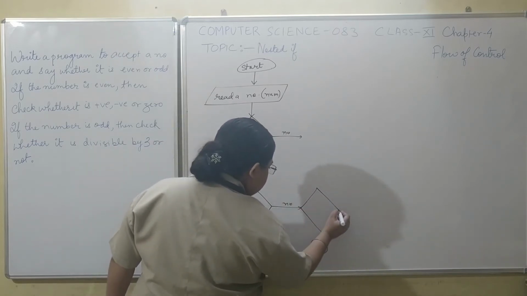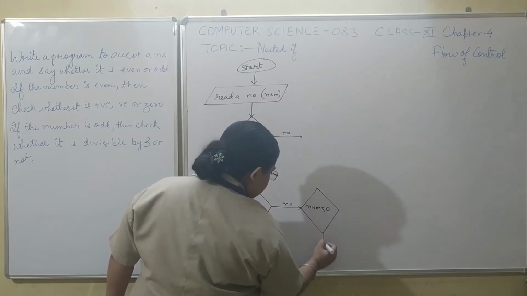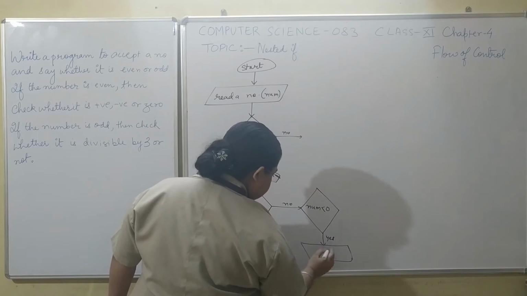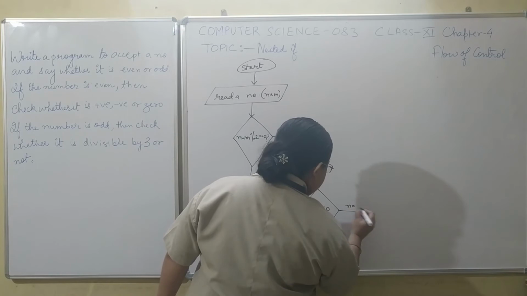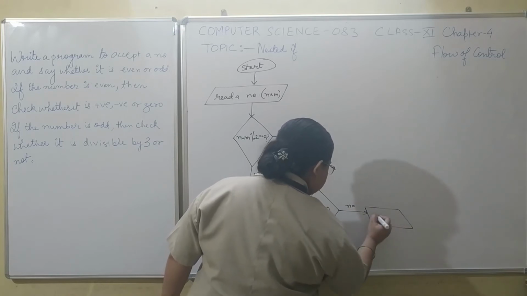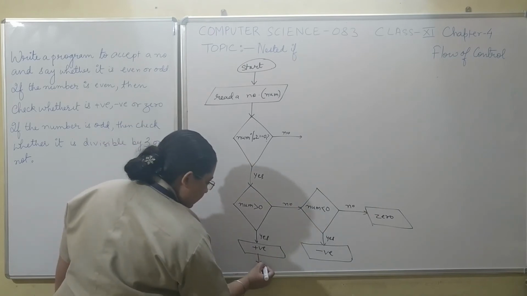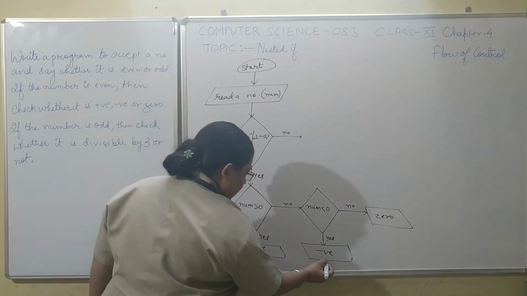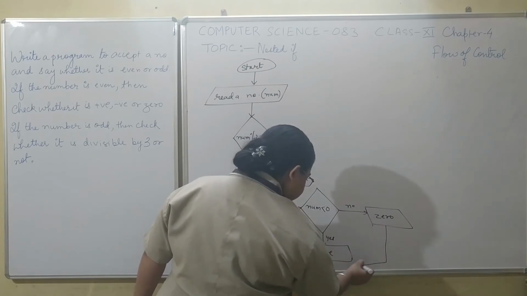Here we are having a cascading if by saying if the number is less than 0. If it is yes, then write negative. And if still no, that means the number is 0. And over here we will be writing stop. And similarly, these lines will also lead to stop.